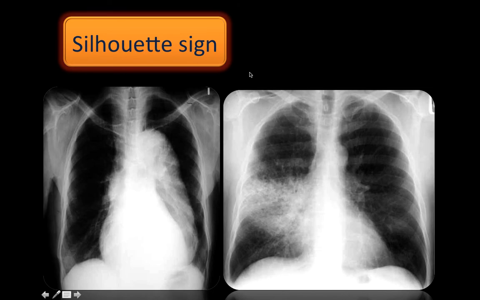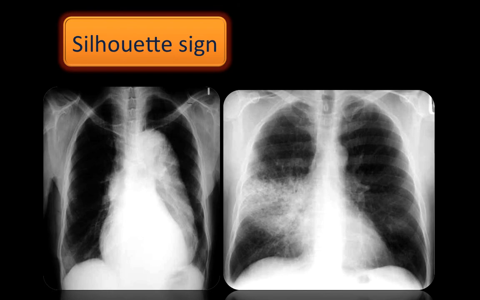Okay, the Silhouette sign. This is very important. Silhouette, I didn't know the word, especially the spelling was peculiar, but I found that it's nothing but a shadow. I don't know why they use some stupid words. They want to make themselves big scientists, I think.